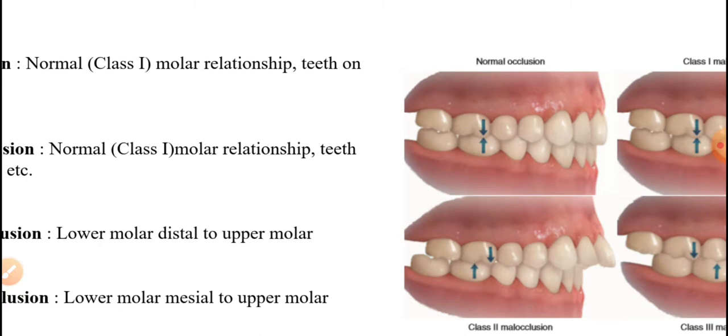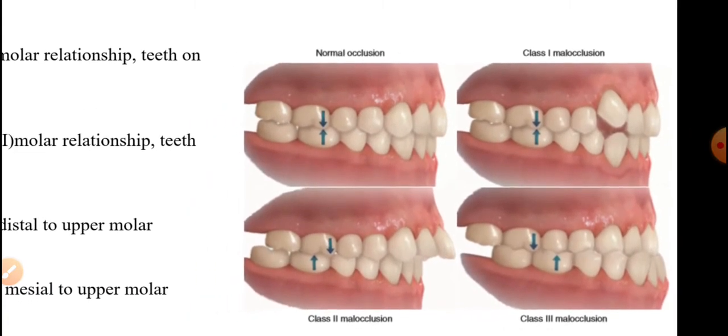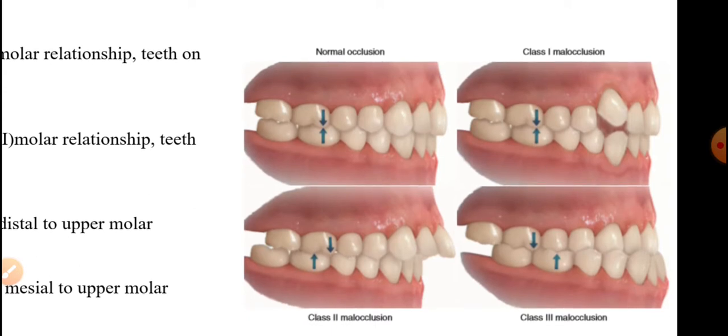This is Angle's class 1, with all other teeth that are present lying on the line of occlusion. This is a normal occlusion or a class 1 occlusion according to Angle. And then what is a class 1 malocclusion according to Angle?